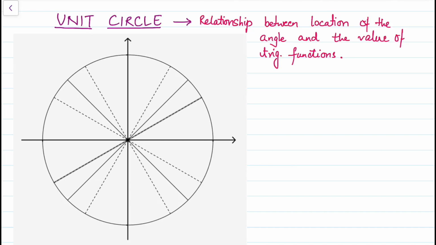Hi guys, so in today's video we are going to cover the unit circle, alright? And the unit circle means that we are going to learn about the relationship between the location of the angle and the value of the trig function at that point, right? So when we look at the unit circle, unit means the radius of the circle is 1.